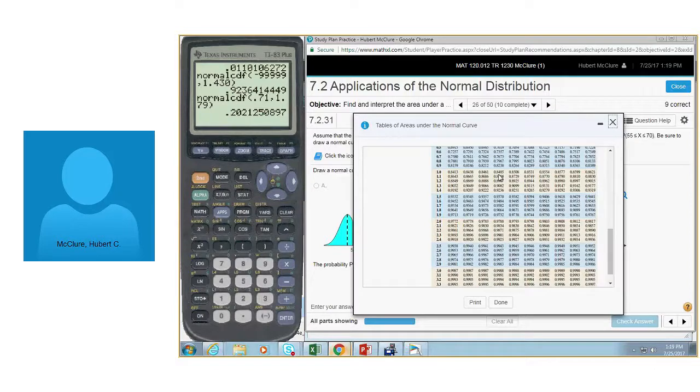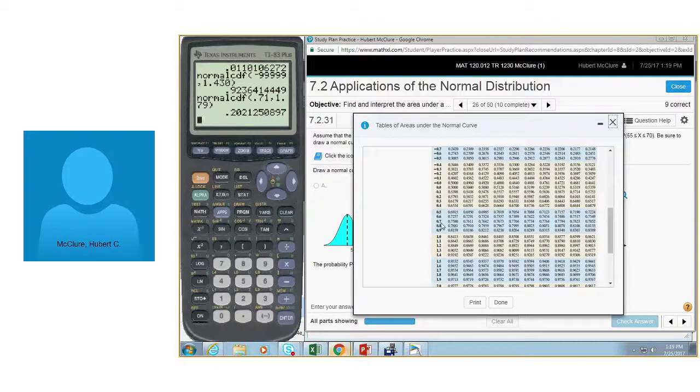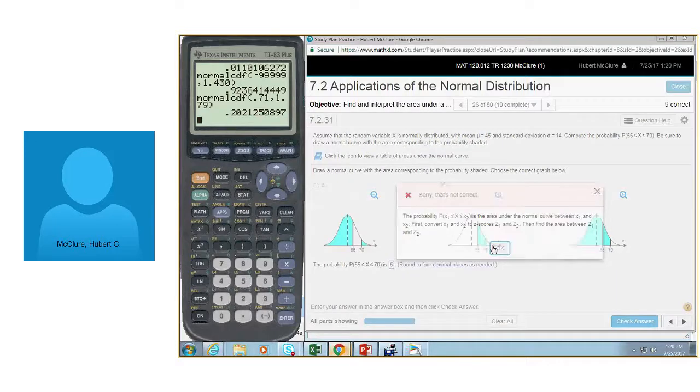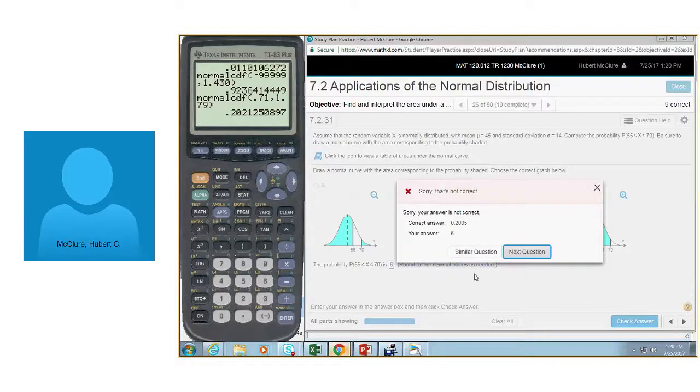Now what was our smaller? 0.71. So that is going to be 0.7611. Now subtract those. What do you get? And that's it. If you did the subtraction right, it'll come out. Now watch what I do here. I'm going to put 6 right here, and then 6 again, and then 6 again. The correct answer is blah, blah, blah.